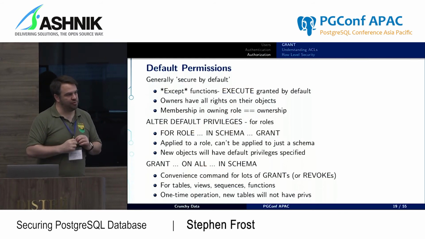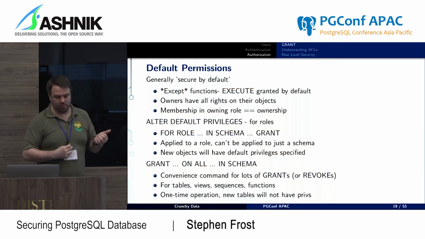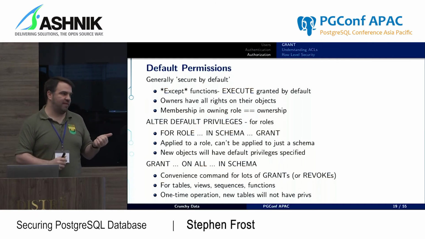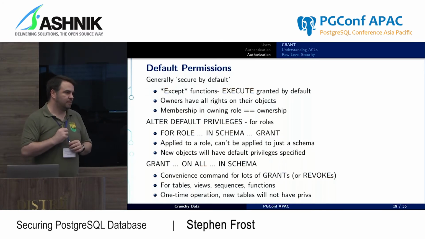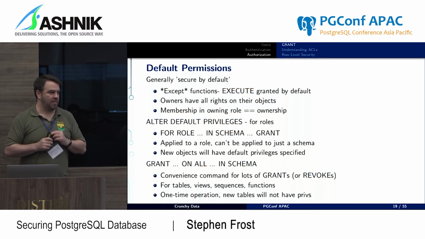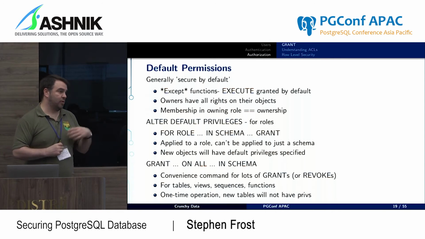What about schemas? What would you like to know? How do schemas work in Postgres? So schemas have two privileges: usage rights and create rights. You have to have usage rights on the schema in order to access the objects inside it. And you have to have create rights in order to create objects.